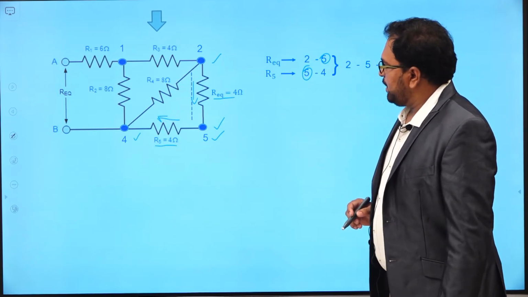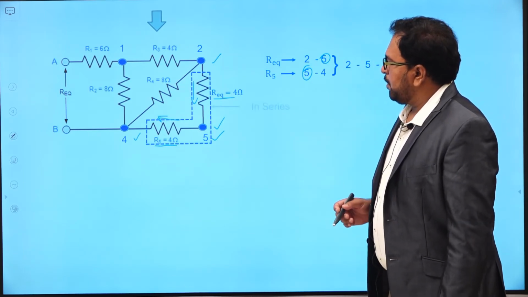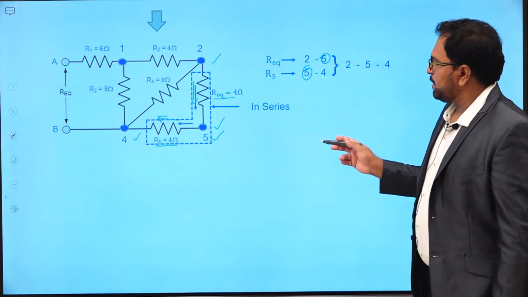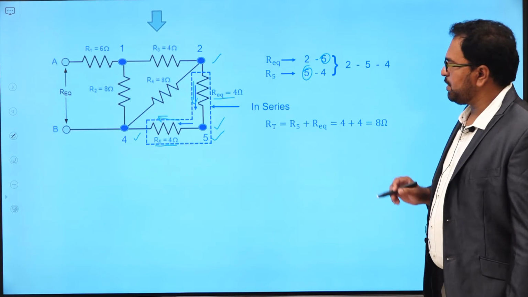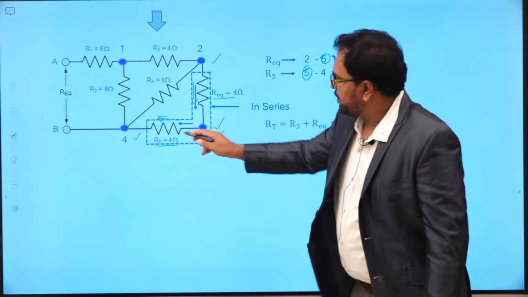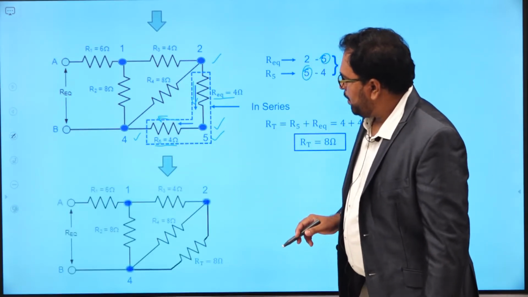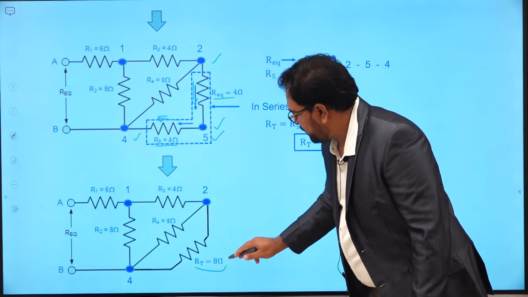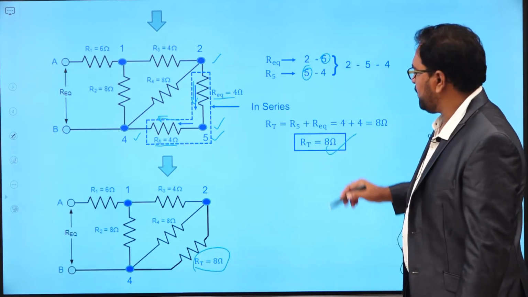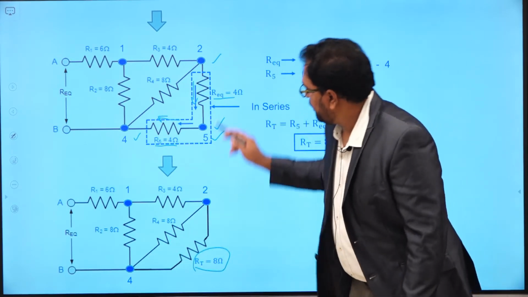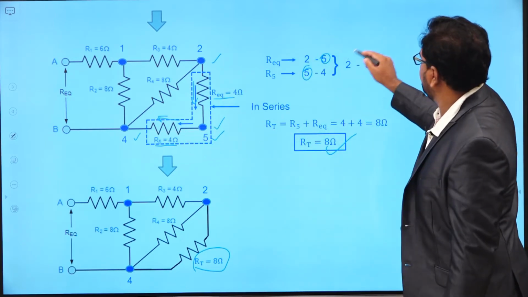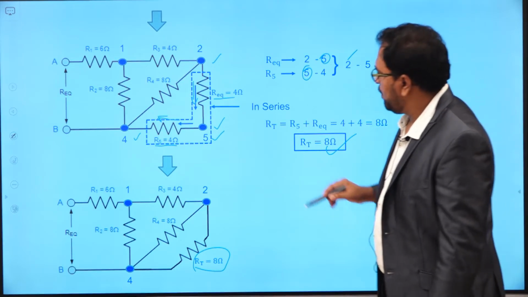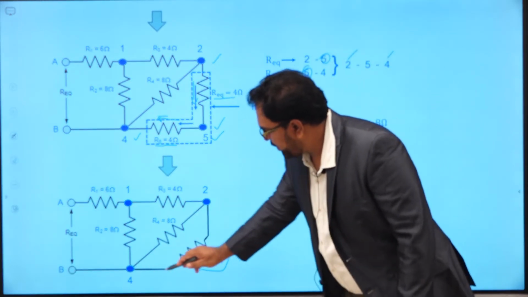So in case of series, we say that the equivalent resistance can be calculated by addition of those two resistance values. 4 ohms plus 4 ohms is 8 ohms. Now replace these two resistors with an equivalent resistance of this 8 ohms. Just as we have calculated. These two resistors are connected in between 2 and 4. See here, in between 2 and 4 we have connected. So the equivalent resistance should also be connected in between 2 and 4.